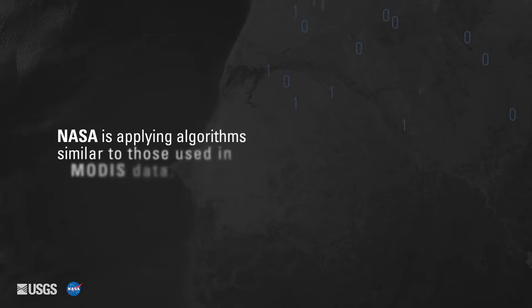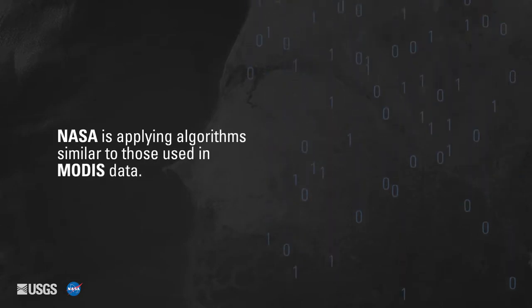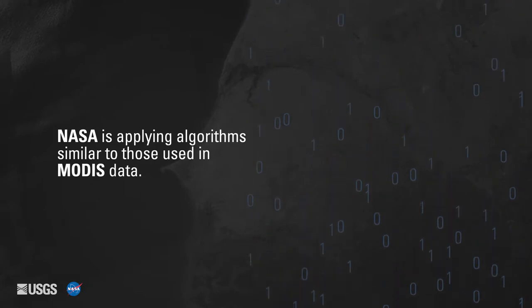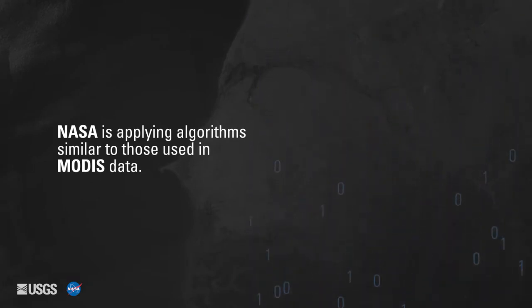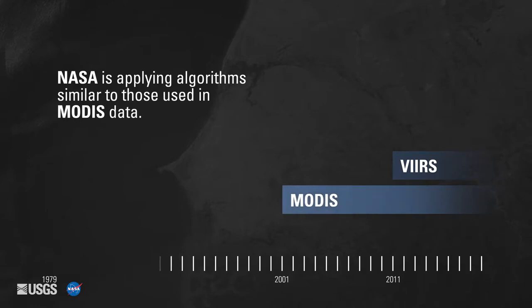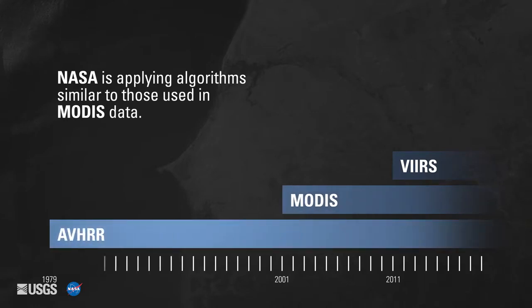NASA is applying algorithms similar to the algorithms used in Moderate Resolution Imaging Spectroradiometer (MODIS) data to the NASA VIIRS data. NASA VIIRS data are considered a continuation of the MODIS data, just as MODIS data are a continuation of Advanced Very High Resolution Radiometer (AVHRR) data.